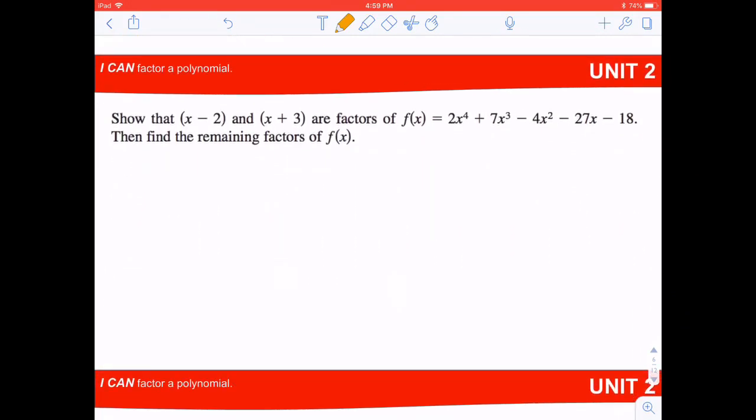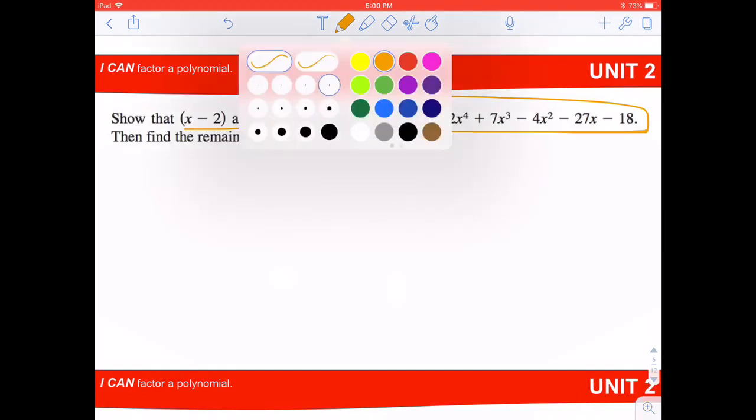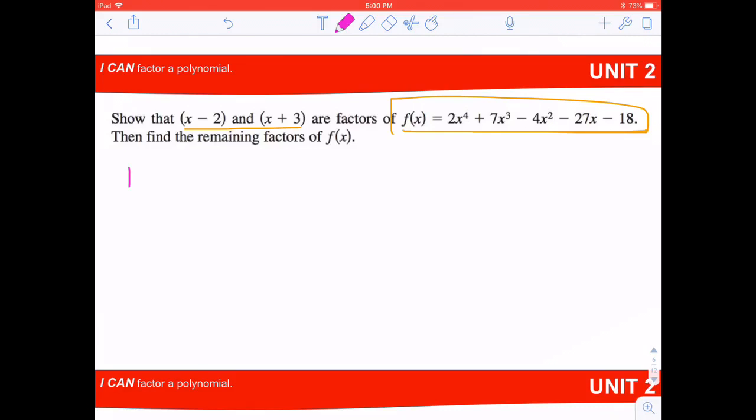So here we want to show that x minus 2 and x plus 3 are factors of this beautiful polynomial here, nice and long. And then we're going to find the remaining factors. So the way that we know that these are factors is, first, if we can take this whole polynomial here. Or actually, let's first think of numbers, and then we'll work with the polynomial. So think of the number 12. 12 can have the factors 4 and 3.